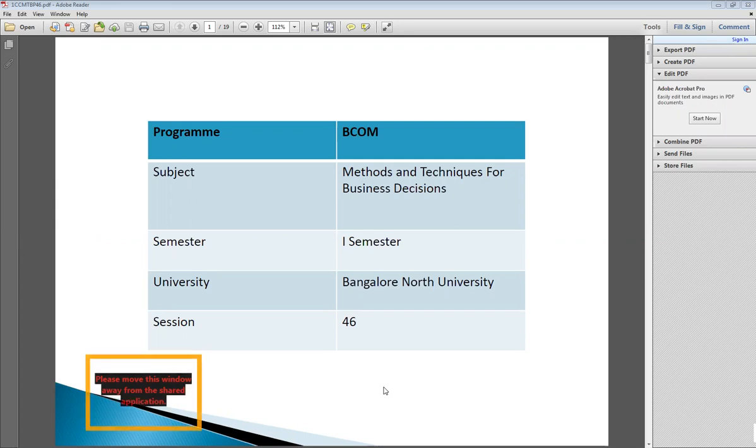So today in this class we are going to have a discussion on progression. So in this progression, let us start with what we mean by progression.